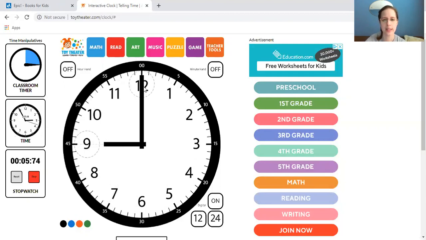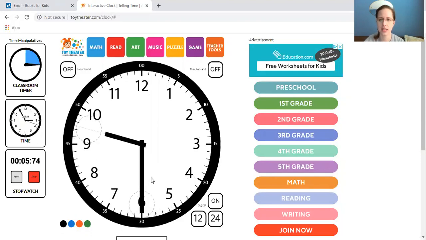All right, so now that we have reviewed telling time to the hour, we've also worked a little bit with telling time to the half hour or the 30 minutes. So if my minute hand is pointing straight down at the 6, I know that's the 30 minutes. And for the hour hand, I look at whatever time it has just gone past. So the hour hand has just gone past 9. So this time would be 9:30.